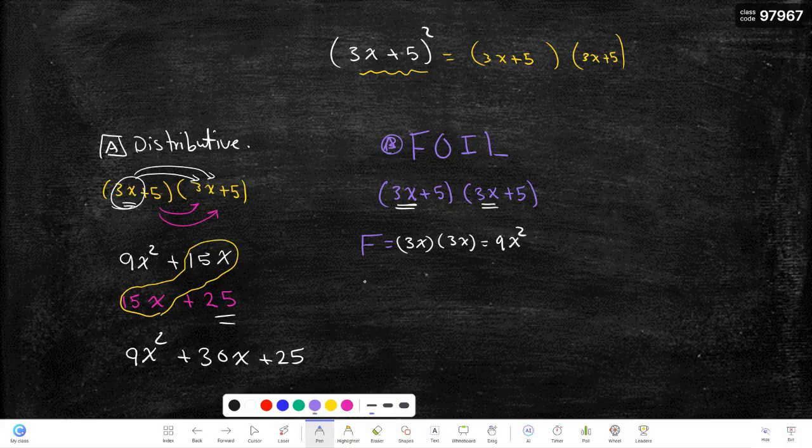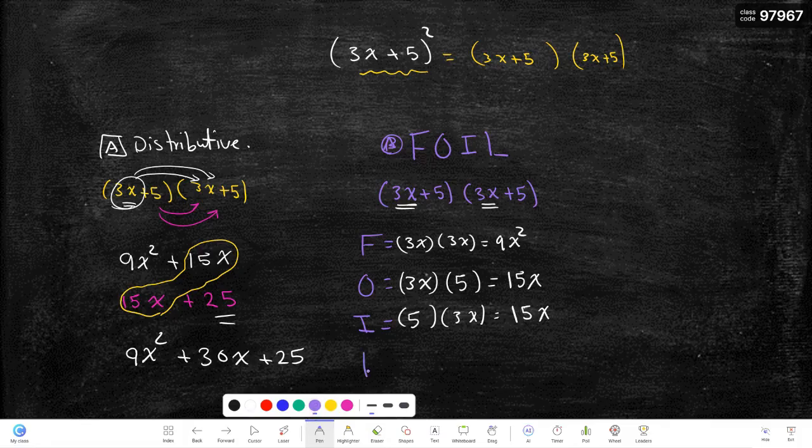And for the second step, we have O, which is the outer terms. What are the outer terms that we have? We have here 3x multiplied by 5. So this is the outer terms, and this would be 15x. And then we have the inner terms, so this would be 5 times 3x, which is the same as 15x. And finally we have the last two terms, which is 5 times 5, so that would be 25.